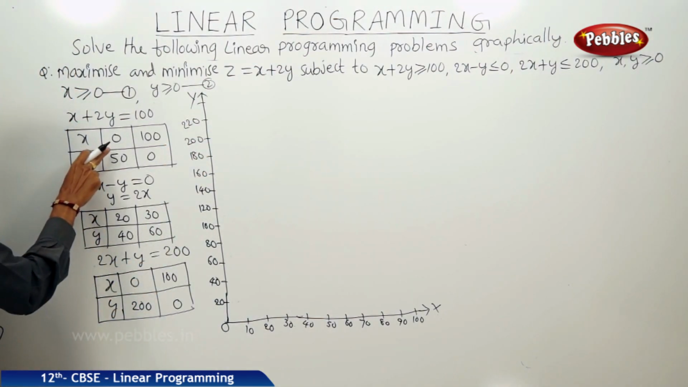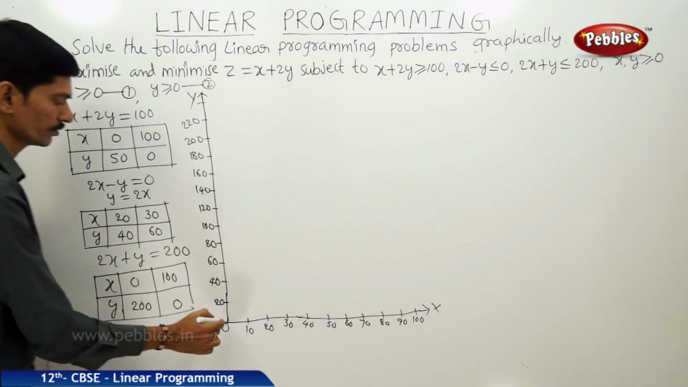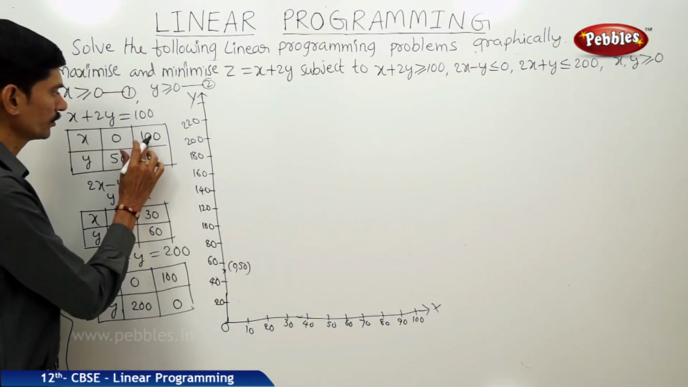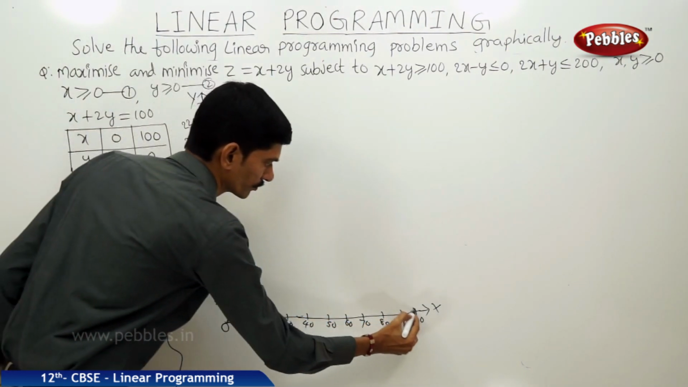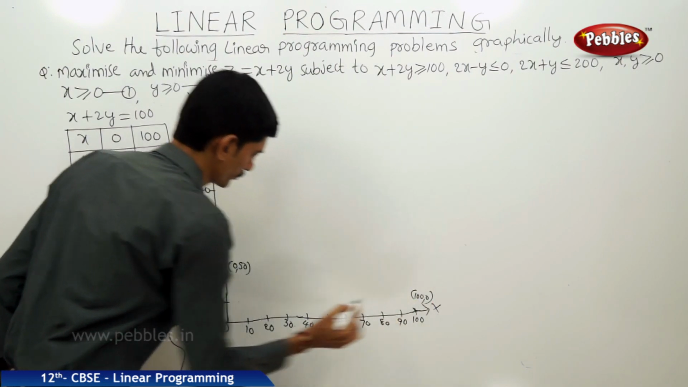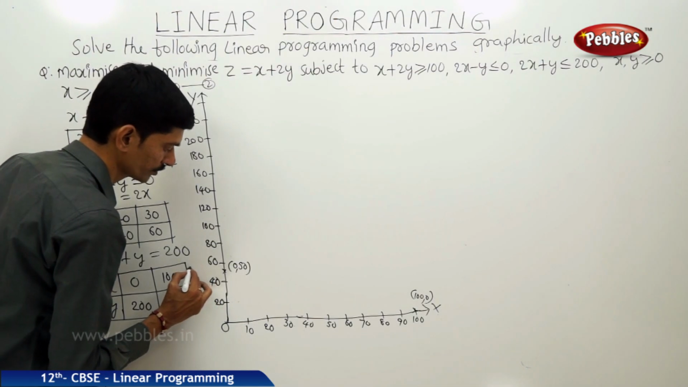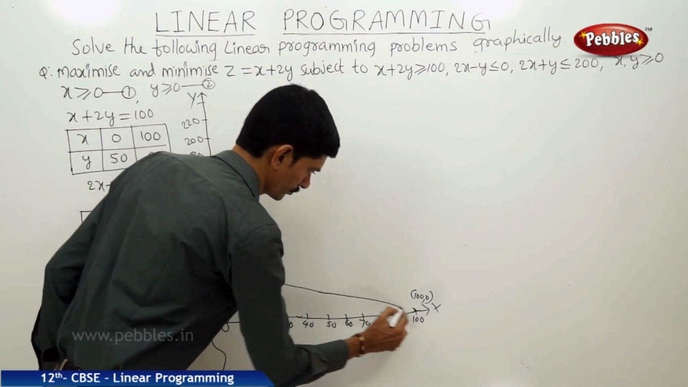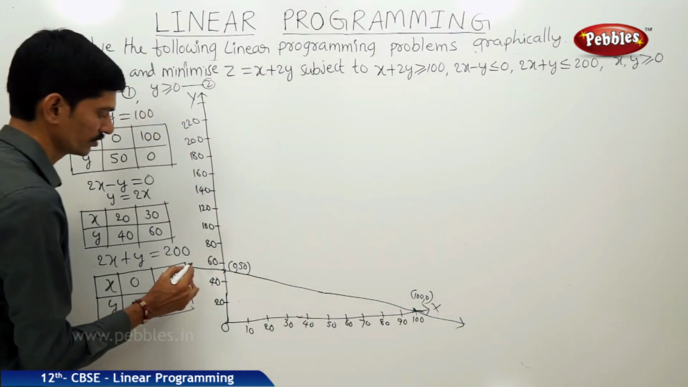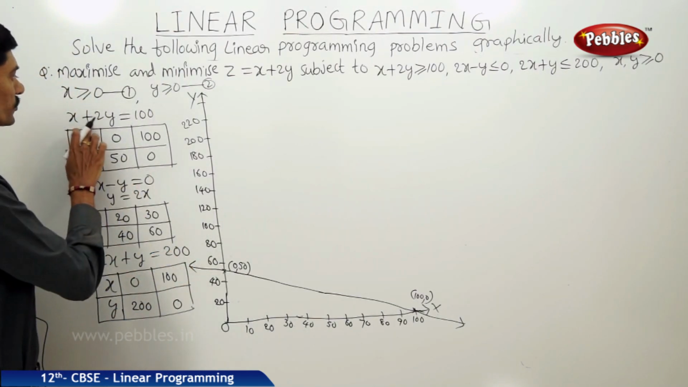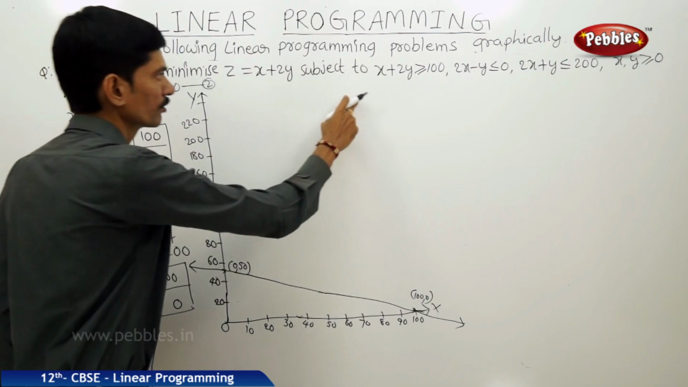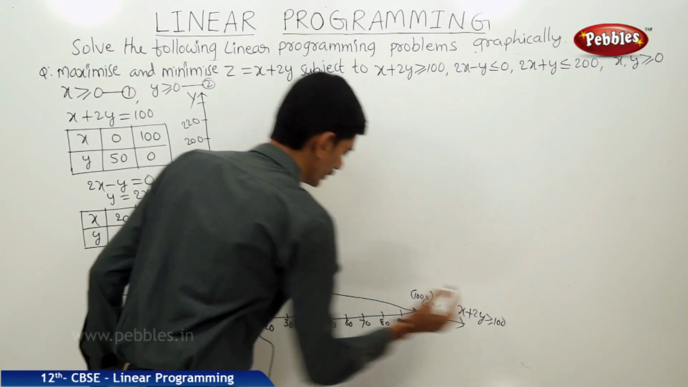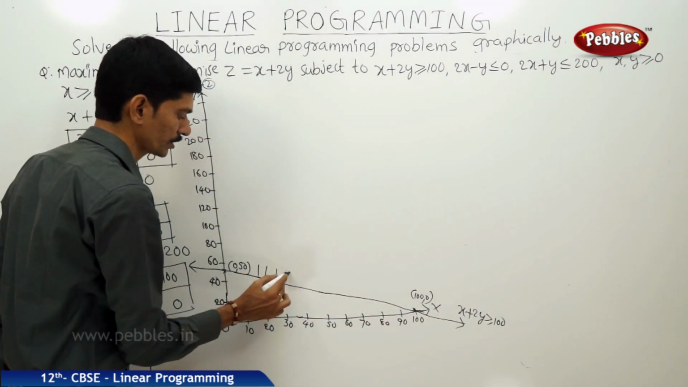Now the first one is 0, 50. So 0, 50. Second one is 100, 0. Now let's join these 2 points. So this equation is x plus 2y greater than or equal to 100. Means away from the origin we have to shade actually this.